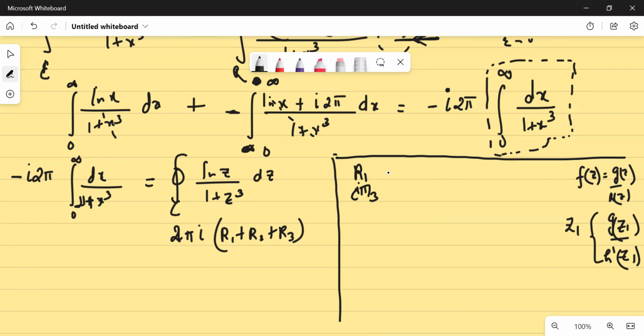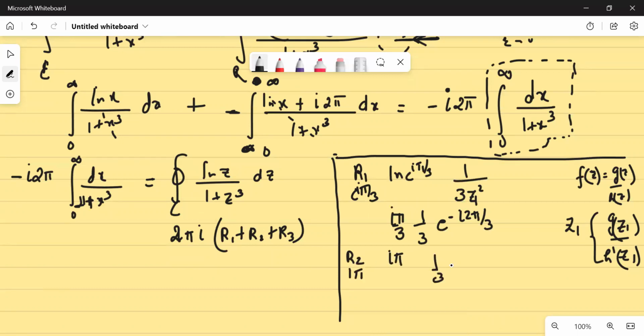So find the residue. It will be ln e to the power i pi by 3, and then you have 1 upon 3 z square. So this will give you i pi by 3, and you have 1 upon 3 e to the power minus i 2 pi by 3. Similarly, the residue about e to the power i pi, you will get i pi, and 1 upon 3, and then you will have e to the power minus i 2 pi, because z square is there.